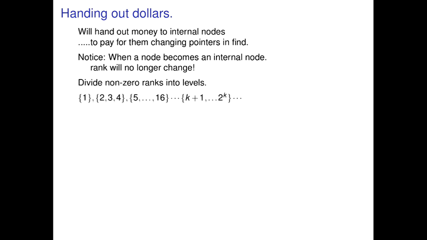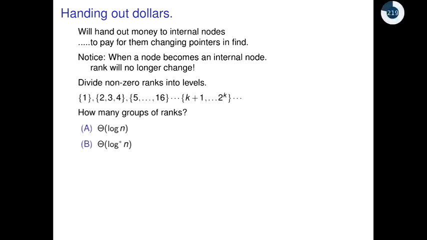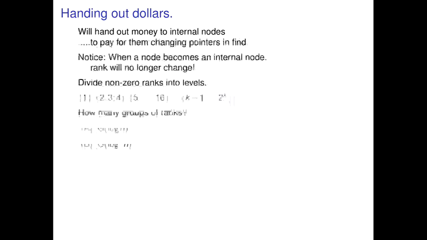What's the last element in the next one? 2 to the k. Okay, so we're building this tower of 2's. How many groups of ranks? The maximum rank can't be larger than n. In fact, it's not even larger than log n. We already proved that. So the maximum rank in here is not bigger than n, for sure.